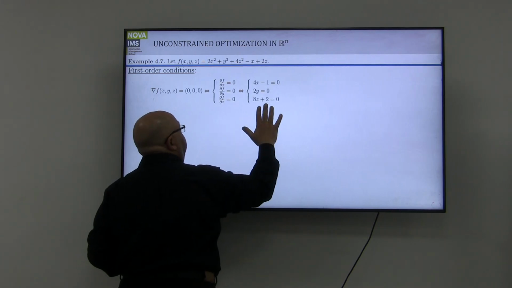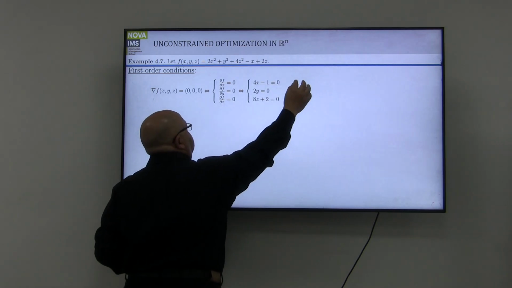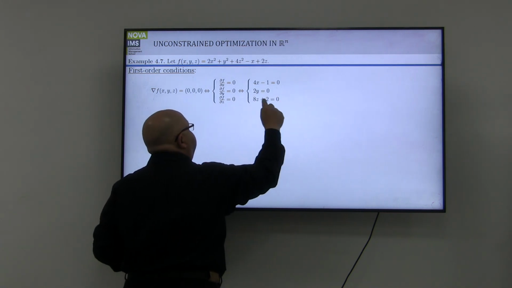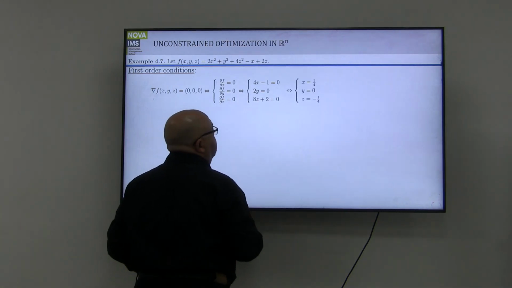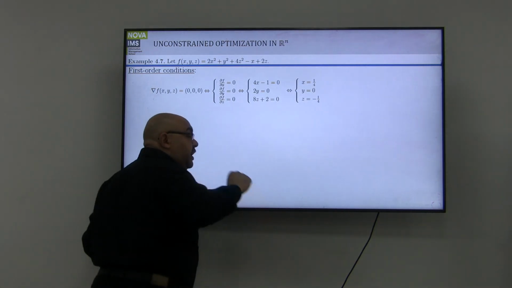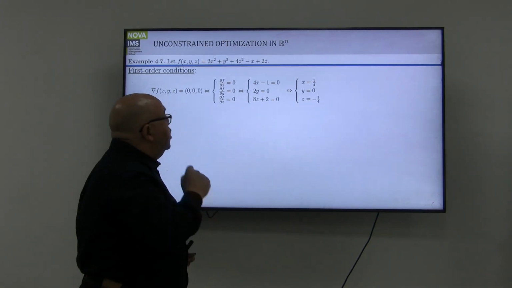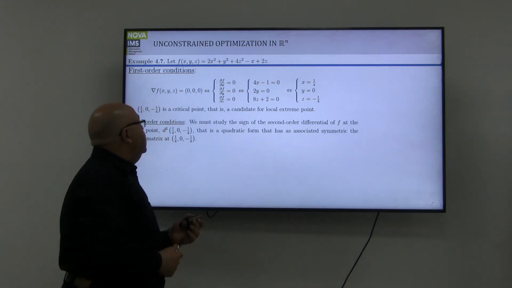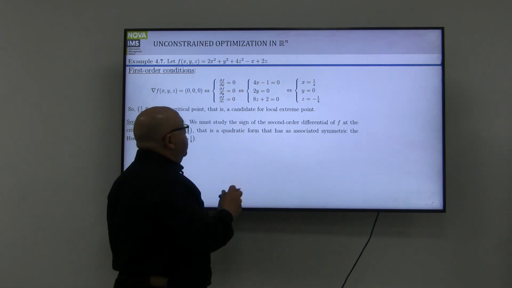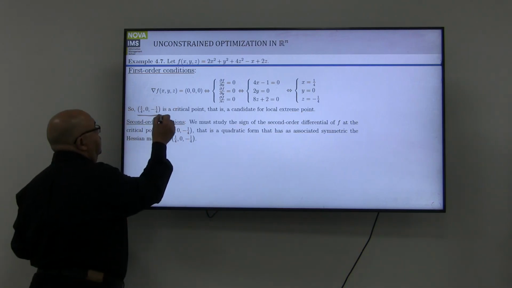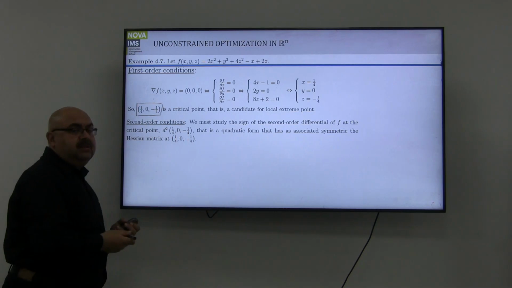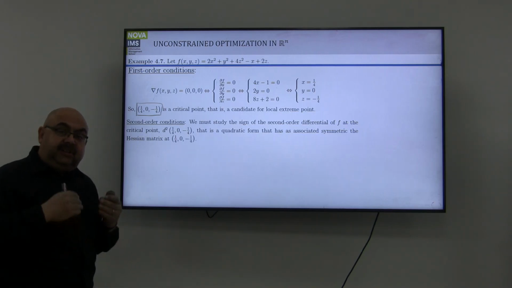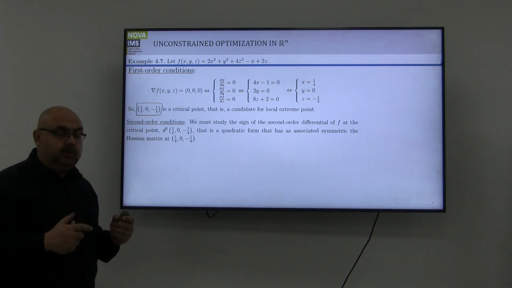This is exactly what happened. From the first one, x is equal to 1 over 4. From the second, y is equal to 0. From the third, z is equal to minus 1 over 4, as you can see. So the critical point at the time being is one quarter, 0, and negative 1 over 4. That's the first point, or the stationary point, that I will need to analyze in order to know if it is a critical point, a saddle point, or an inflection point.